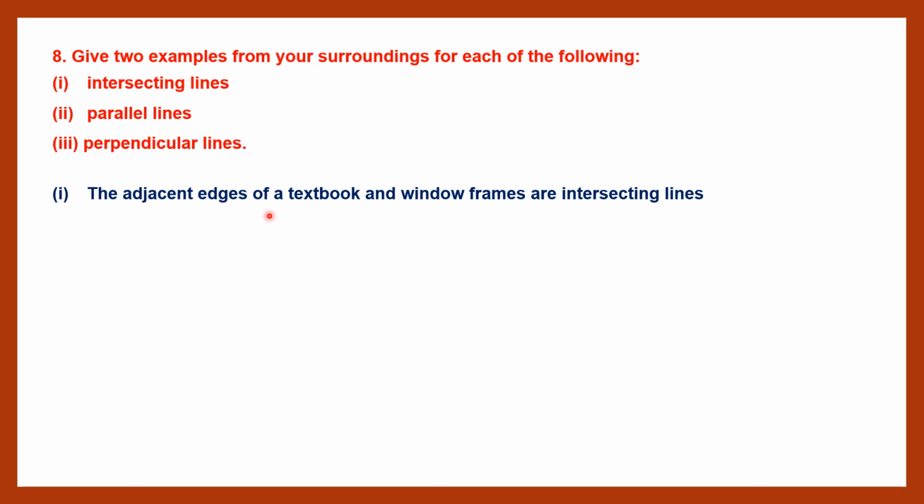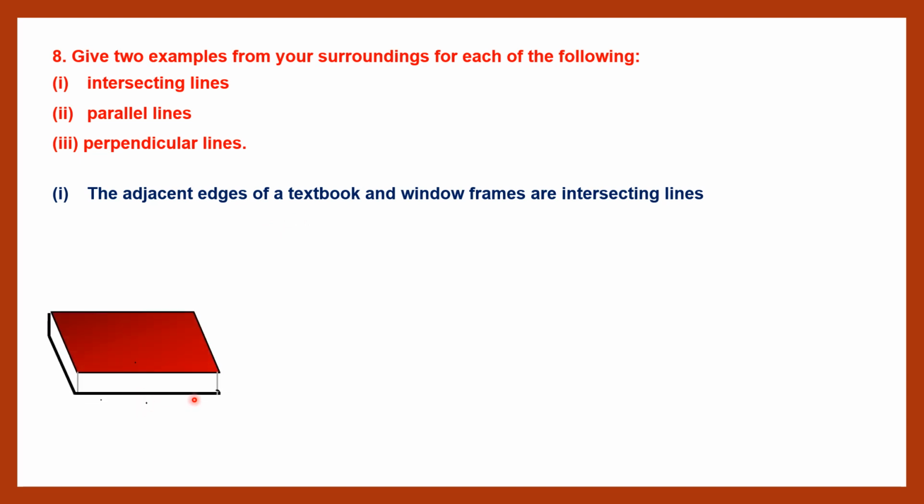Now the adjacent edges of a textbook, okay, are intersecting lines. Now if this is your textbook, what are the adjacent edges? Now this is one edge and this is the next edge. The edges that are side by side to each other are called adjacent edges. And as you can see, they are intersecting. So you can see this in your textbook itself. And window frames also. So now if this is a window frame, and this is one edge and this is the other edge, and these are called adjacent edges. This L-shaped, this one arm is one side and the other arm is the other side of the adjacent edges. So you can look around and see in a window frame intersecting lines, in a textbook intersecting lines.